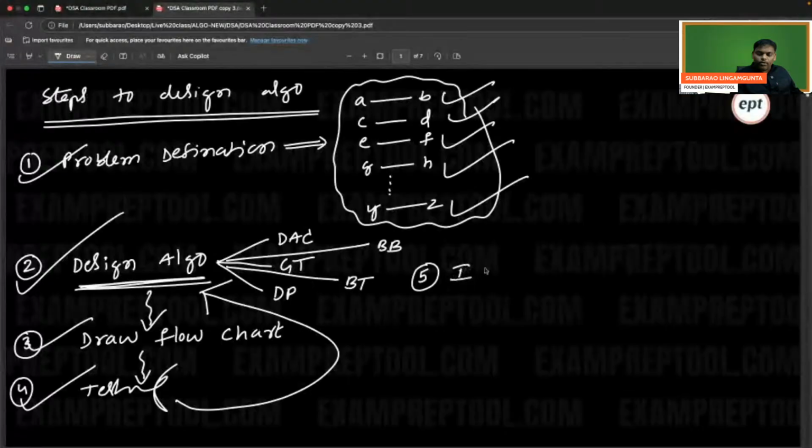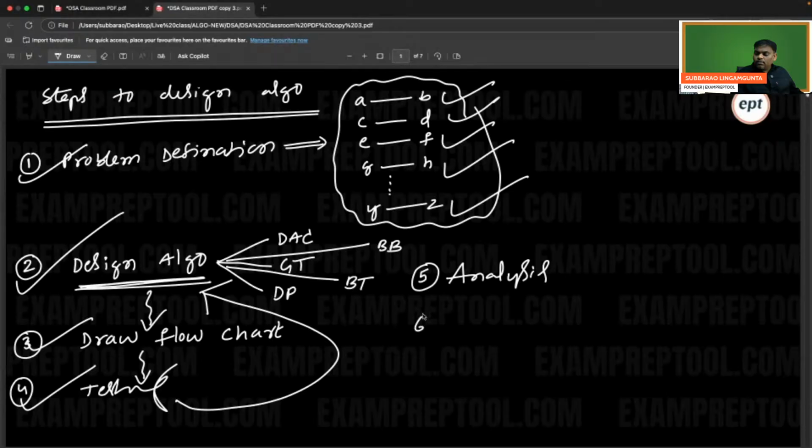You can implement using some programming language, or if you want, you can analyze also. There is no problem. If you want, you can analyze here itself. So the fifth step is analysis. If you want, you can swap also. There is no problem. As I mentioned to you, different companies have different models. Fifth one, analysis. I think 4 steps are over.